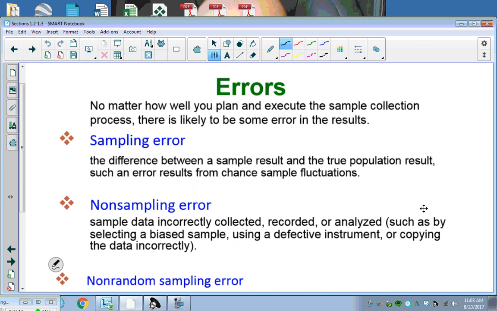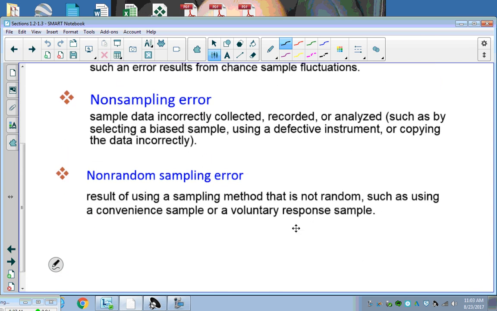There are errors that can be made. A sampling error is the difference between what you expect from the population and what you get from your sample. The non-sampling error is where the actual sample data is incorrectly collected. It could be incorrectly analyzed, it could be incorrectly recorded, something of that nature. And then a non-random sampling error results when I didn't do something random.